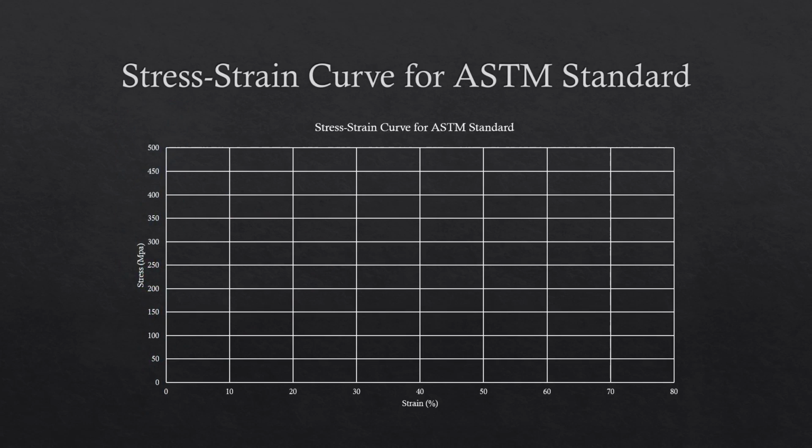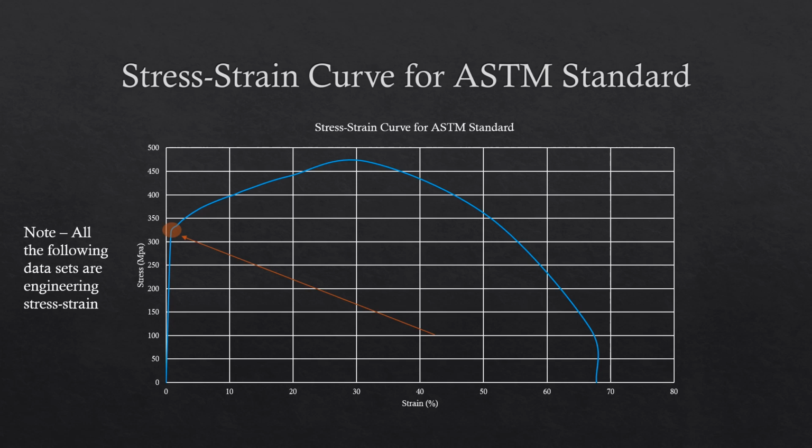Here we have the stress strain curve for the ASTM standard. I should also note that all the following data sets are in engineering stress and strain. Here we can see that the tensile sample yields at roughly 325 megapascals and then climbs up, and the ultimate tensile strength is roughly at 475.